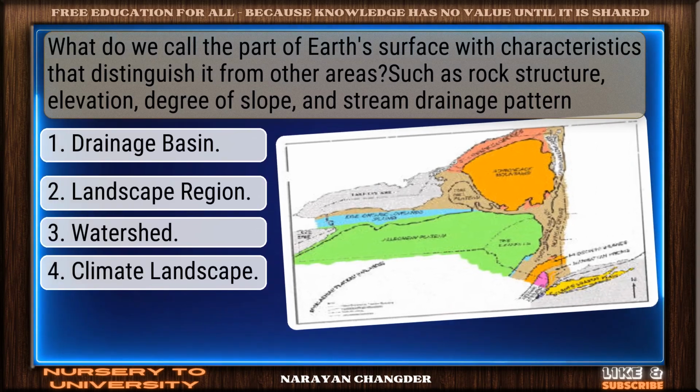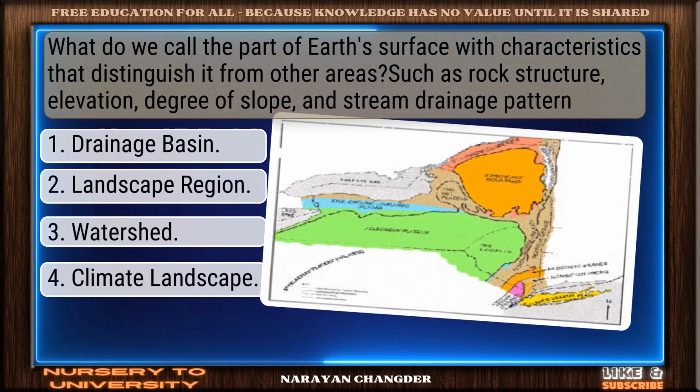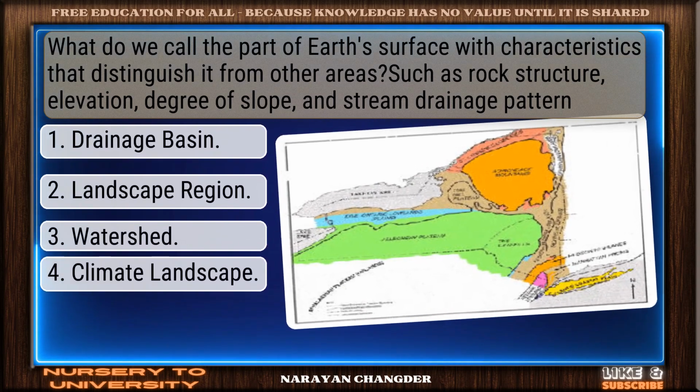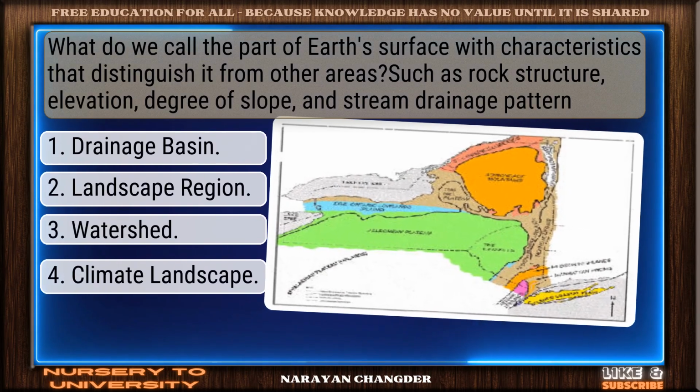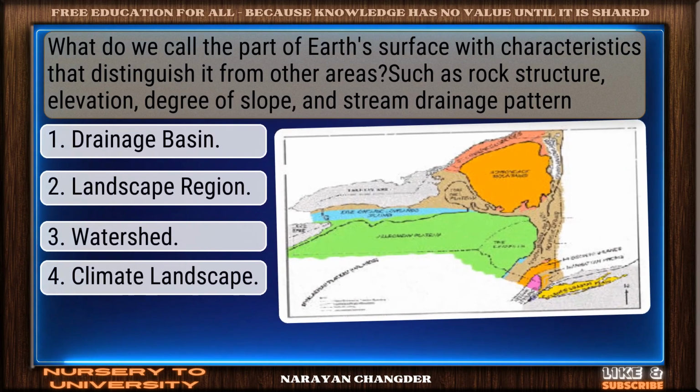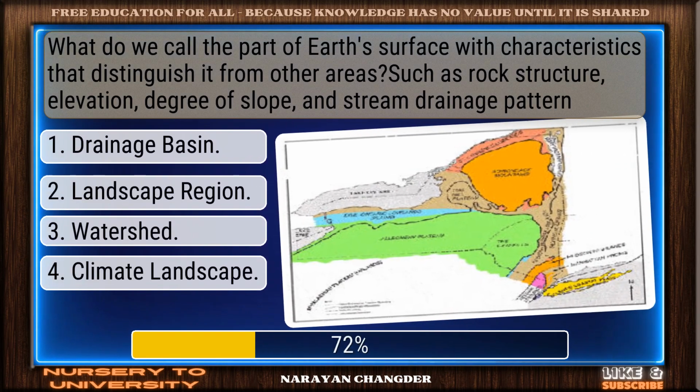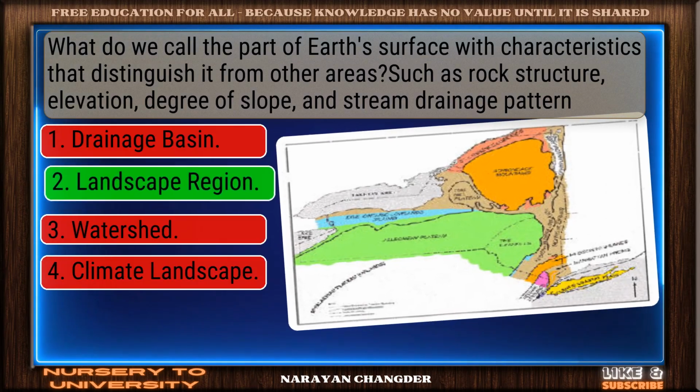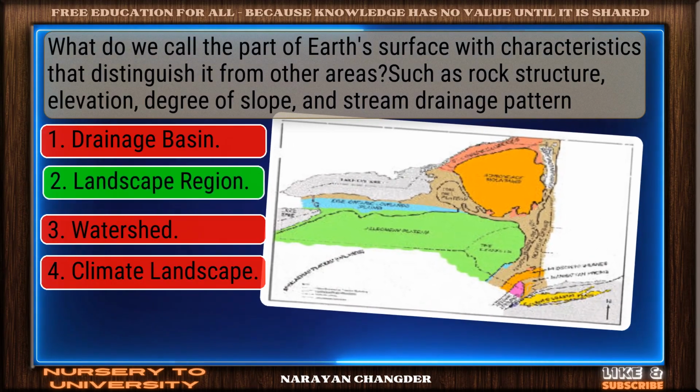What do we call the part of Earth's surface with characteristics that distinguish it from other areas, such as rock structure, elevation, degree of slope, and stream drainage pattern? Good thinking. Landscape region is the right answer.